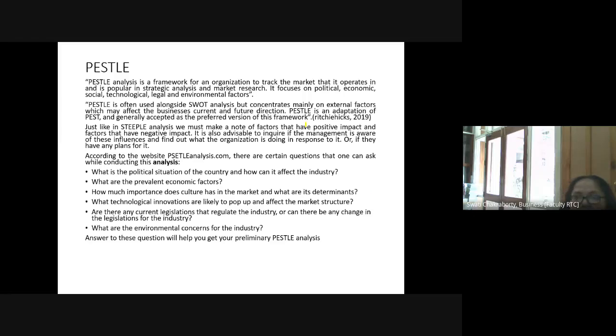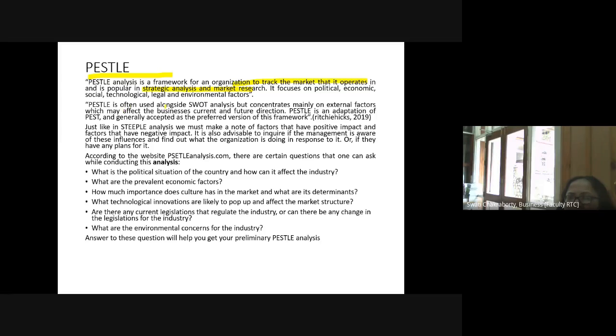Okay. Next that we have is PESTEL. PESTEL is also a framework for an organization to track the market that it operates in, where it operates, and it's very popular for strategic analysis and market research. So what is it? P stands for political, E for economic, S for social, T for technological, L for legal, and E for environmental factors.